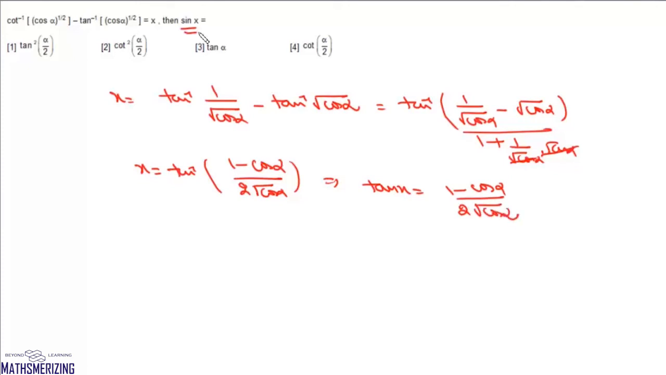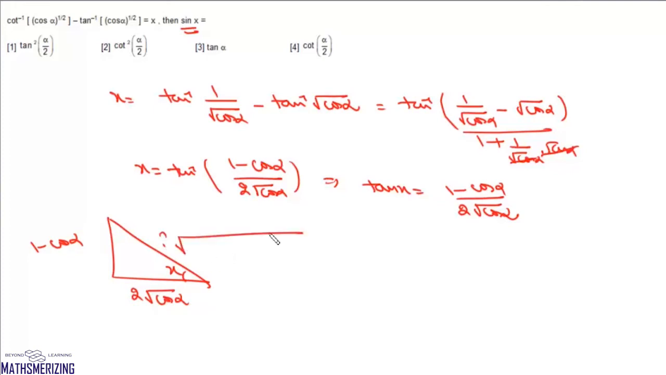Now we need to find the value of sine x. So we'll draw a right angle triangle. So this is your x. The perpendicular is 1 minus cos alpha and the base is 2 under root cos alpha. Now we'll find its hypotenuse.